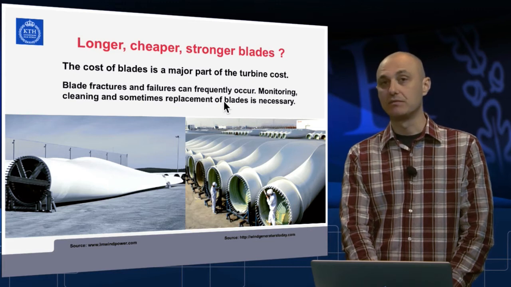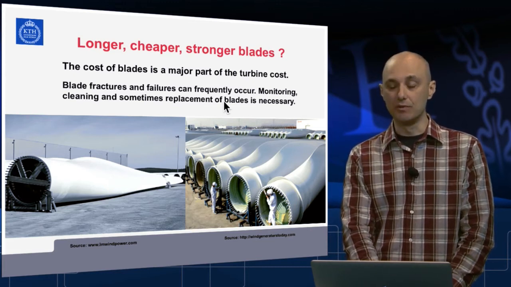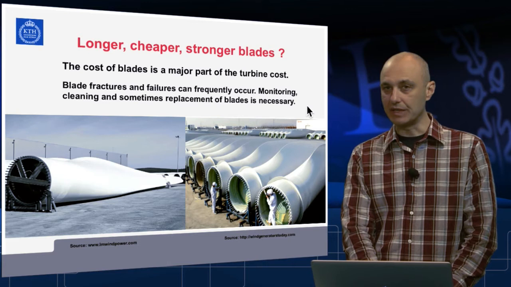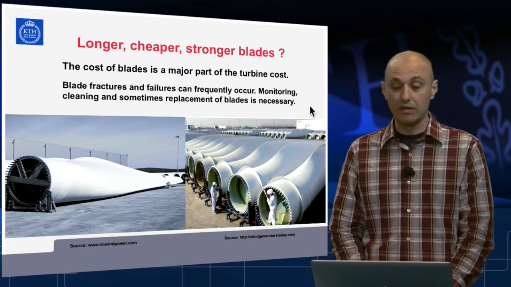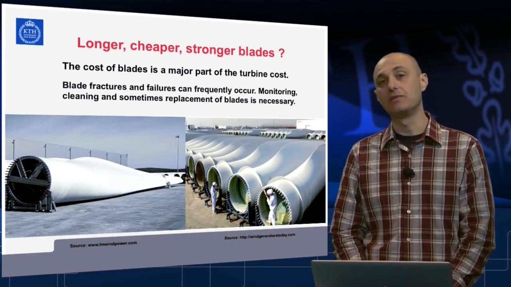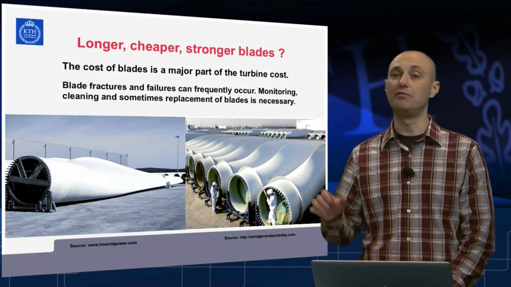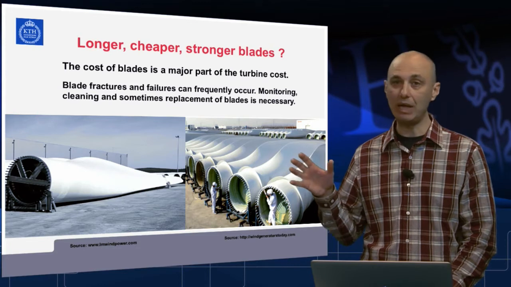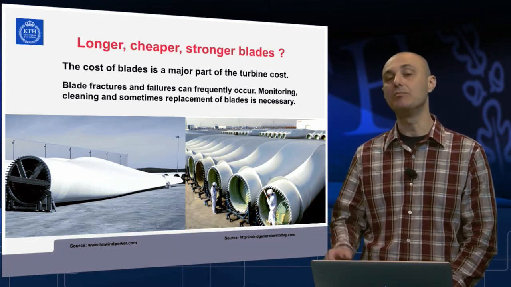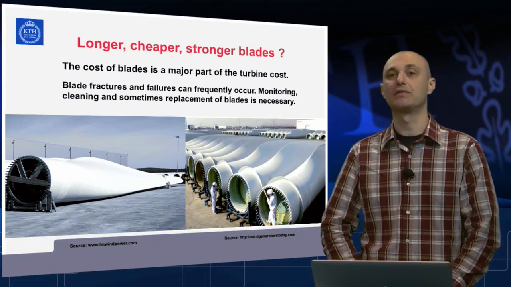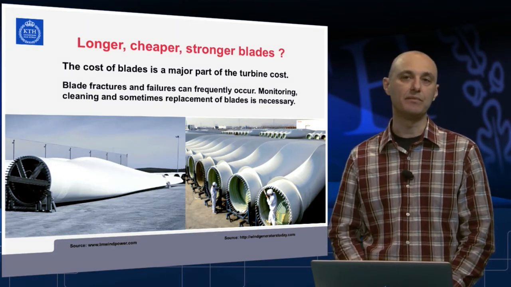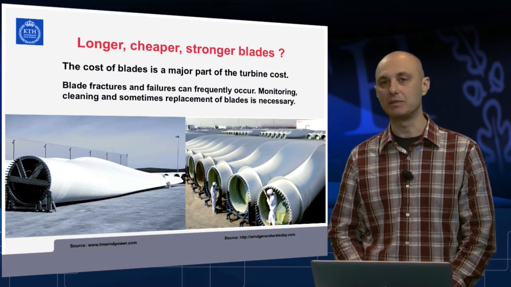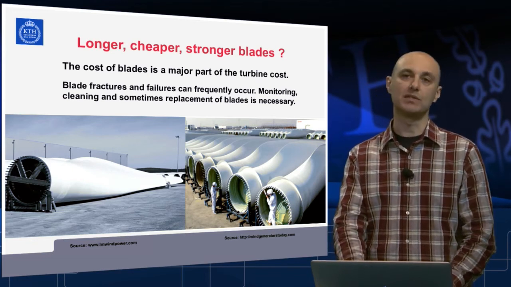Fractures and failures can occur, and they do occur. Close monitoring and cleaning if the blades get dirty is needed, and sometimes replacement needs to be done. If you have the machine working and just 1 blade is damaged for any reason, you better replace it. It costs a lot, but you better replace it because you've already invested in the rest of the machine, and there is a long lifetime still left in it as soon as you replace the blade.